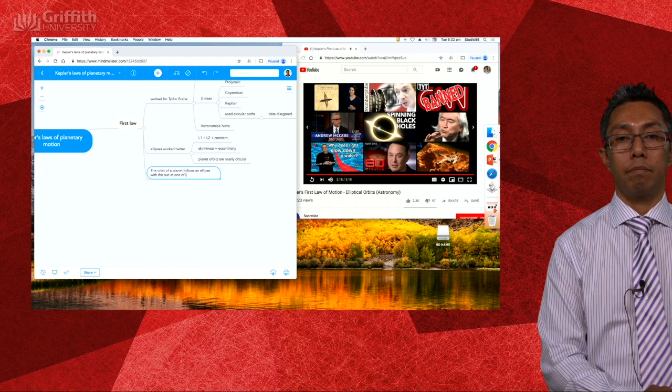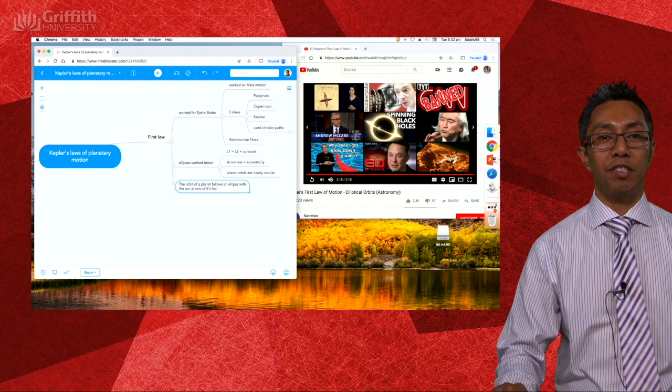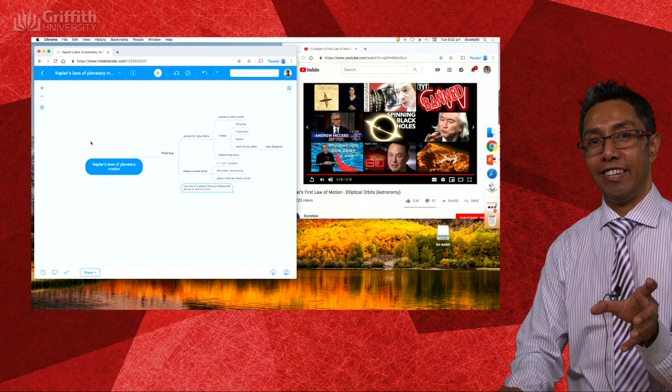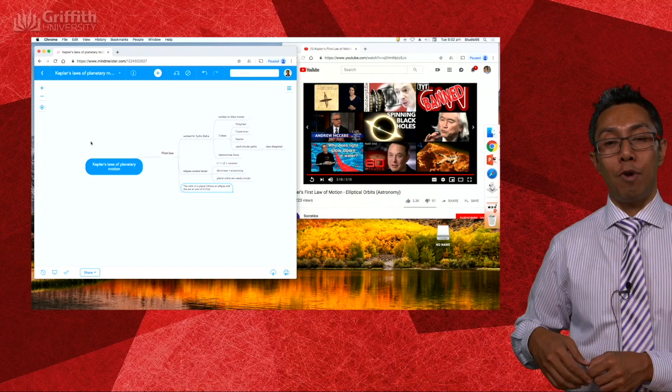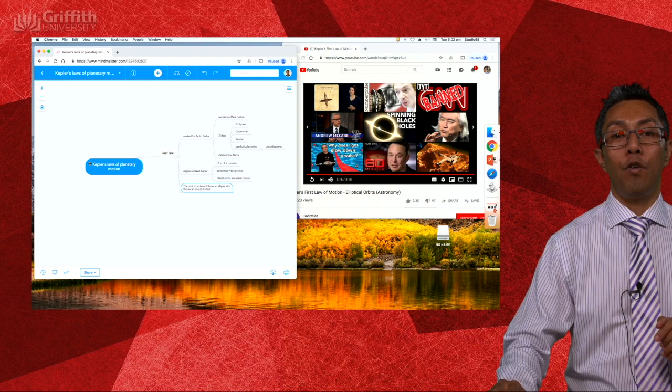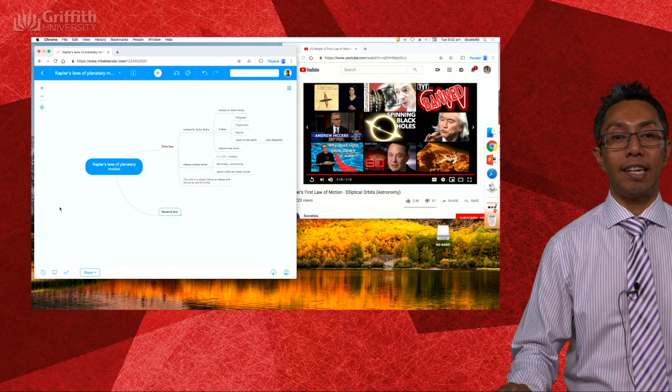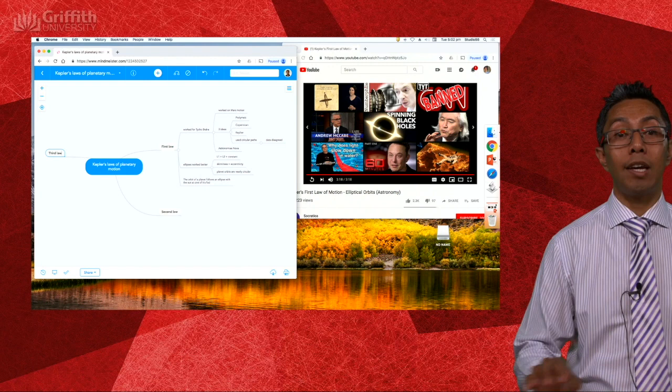Okay, excellent. And I'll just zoom out. What you have just seen is a demonstration of how you can use concept mapping to summarize a piece of text, a piece of multimodal text, on the fly, okay? So obviously what I would do for this concept map is then watch the next video on the second law and concept map again, and then also do the same for Kepler's third law, okay?